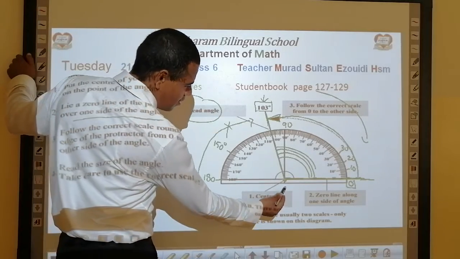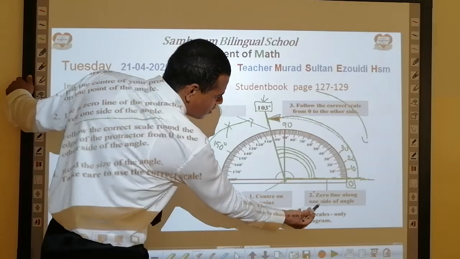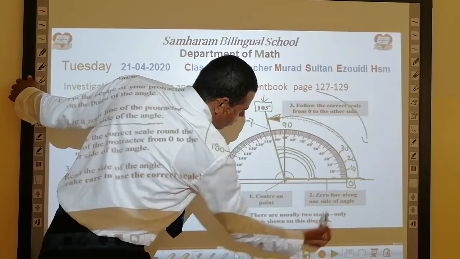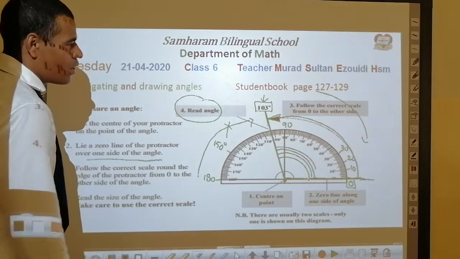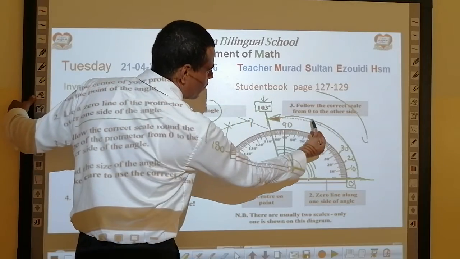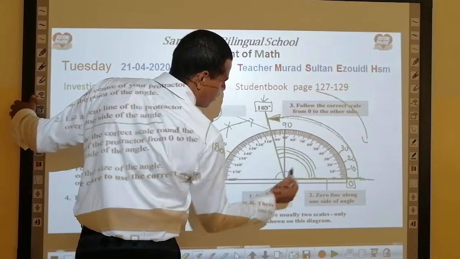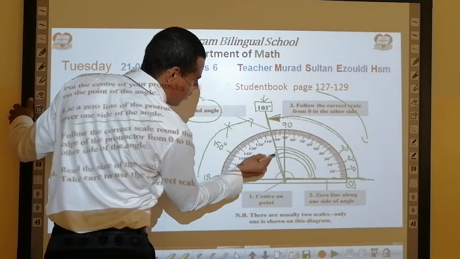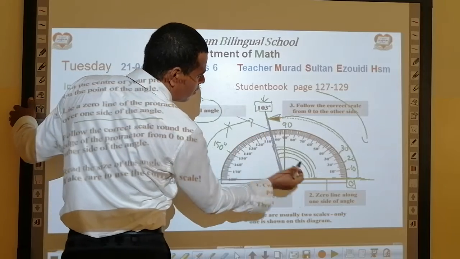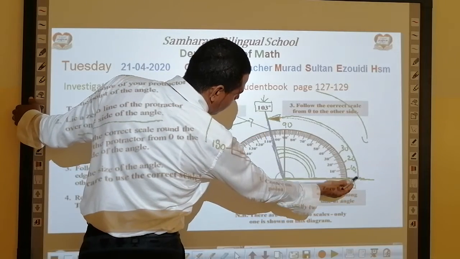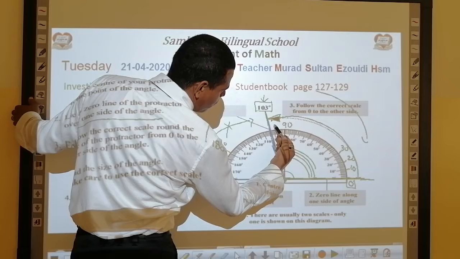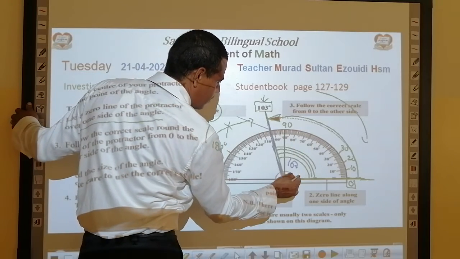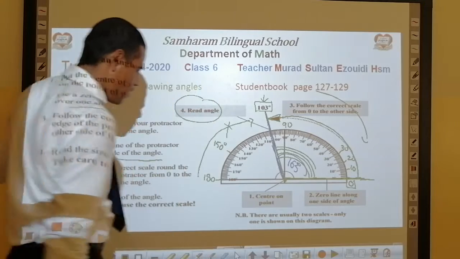So with the steps, let's summarize. First, center on point. Second, zero line along one side of the angle. Third, follow the correct scale from 0 to the other side. This is the other side of the angle. I will follow the correct scale from 0 to the other side. Then you can tell that it is 103 degrees.